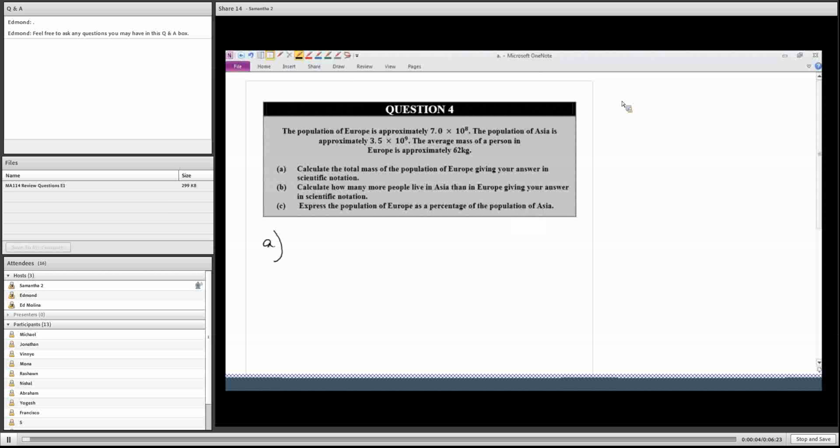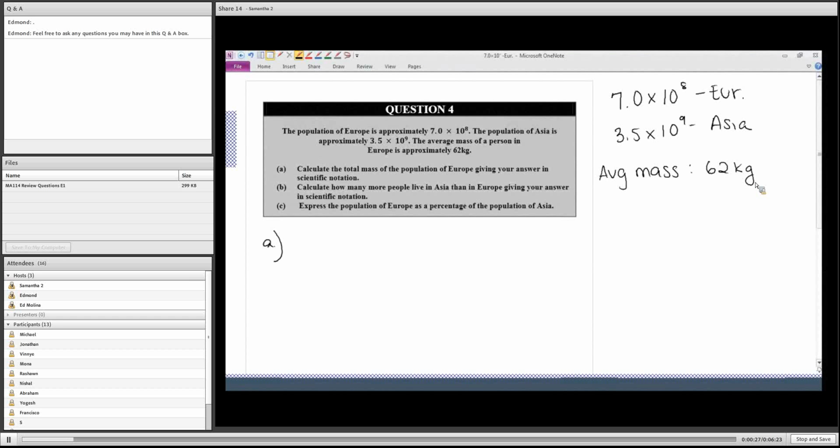So if you want, you could write on the side what Europe and Asia is. So this represents Europe, and 3.5 times 10 to the ninth represents Asia. And the average mass is 62 kilograms. When you have word problems, some people like to write out the information from the word problem on the side. So this is our little key.